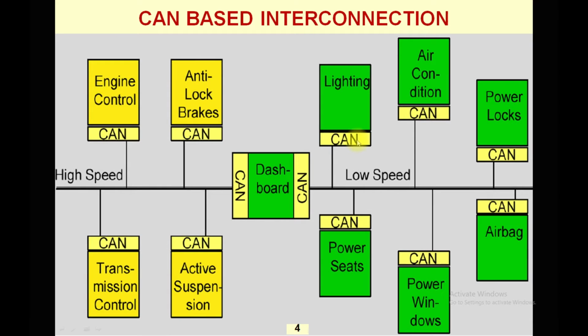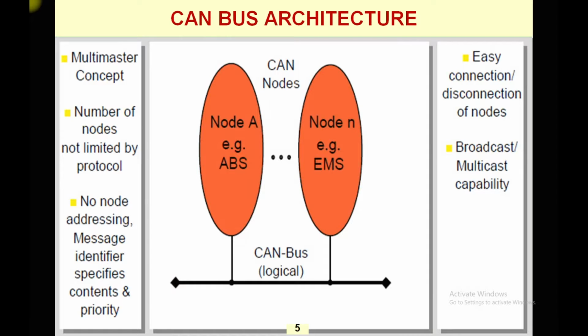So CAN uses bus topology. Because it uses bus topology, several nodes can be interconnected as shown in the figure. This is the CAN bus architecture, and some of the features of the CAN bus are briefed here. There is a multi-master concept. So the CAN bus uses the multi-master concept.